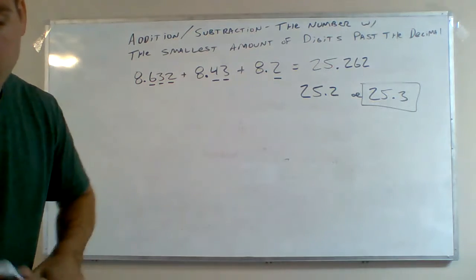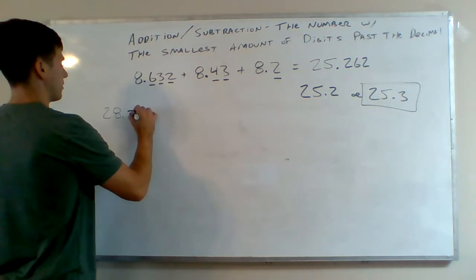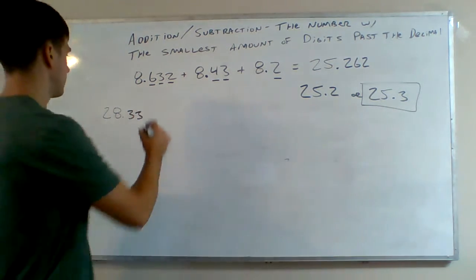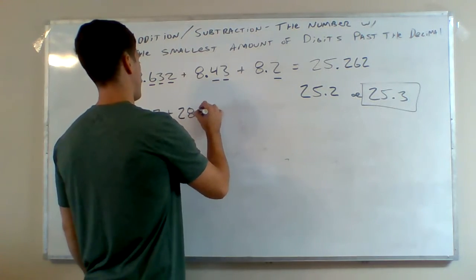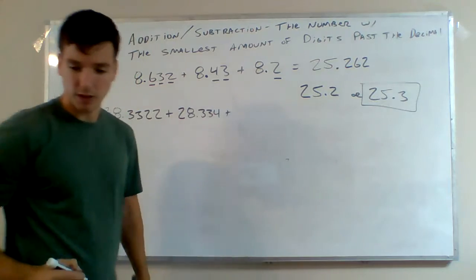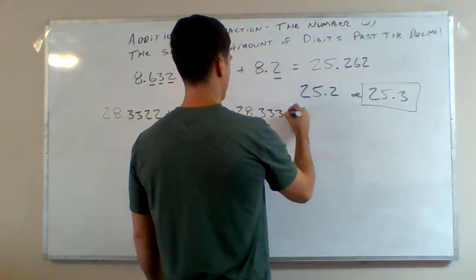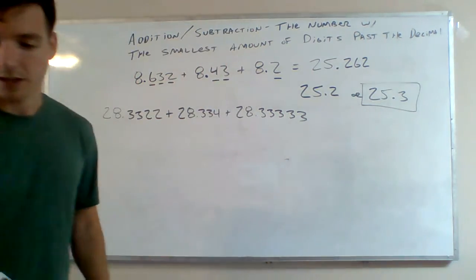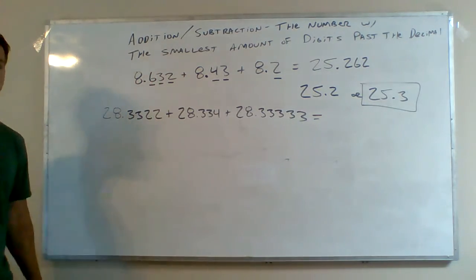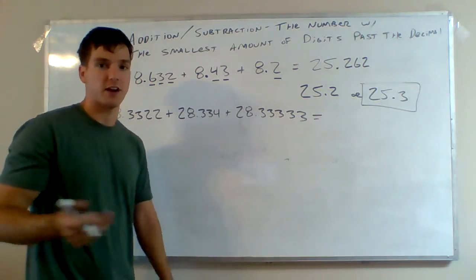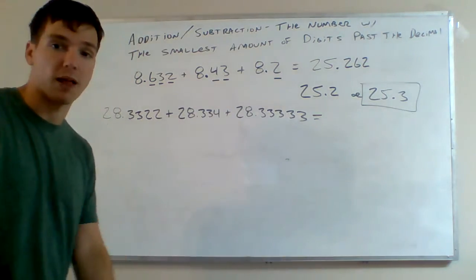Let's look at, we got 28.3322 plus 28.334 plus 28.33333. Okay? So, if these were minus signs, same rule applies. Okay, there's no difference. I'm just doing addition, keeping it consistent. But if they were subtraction, same rule applies.